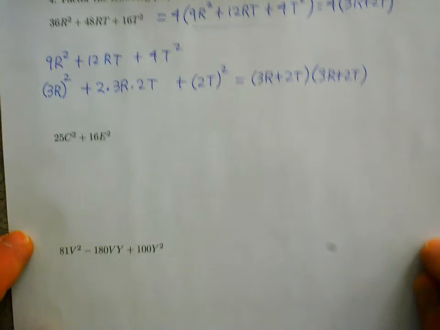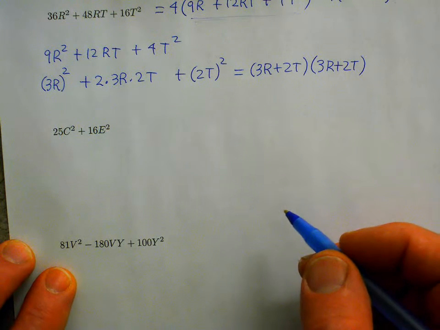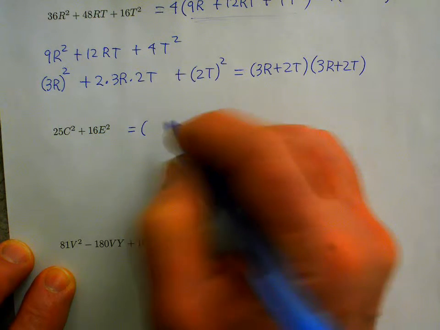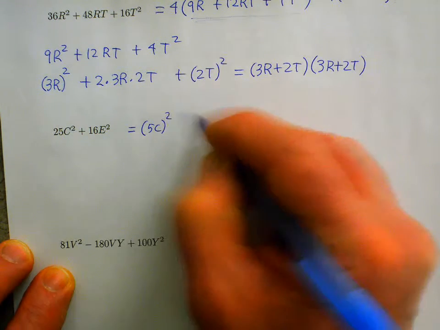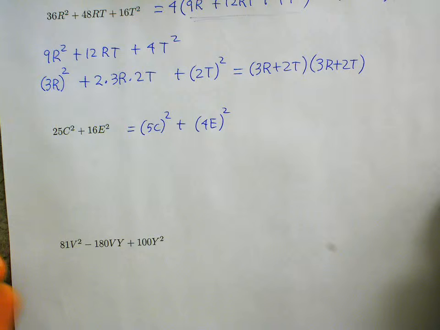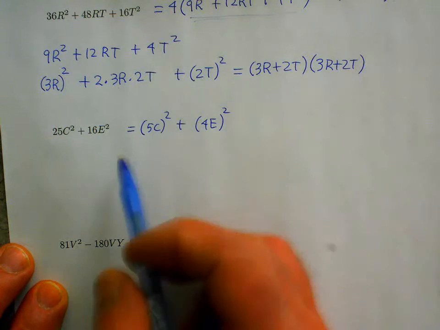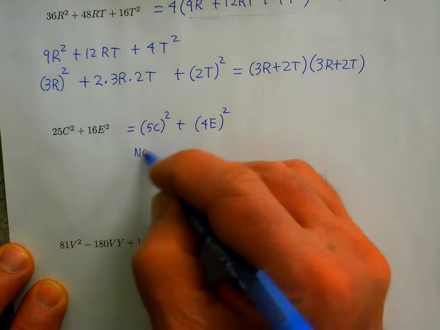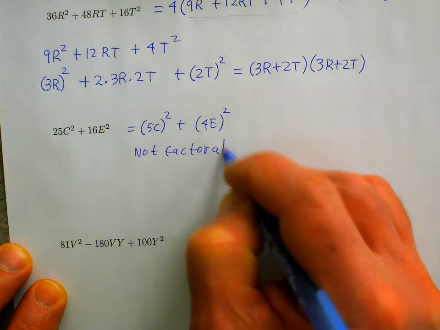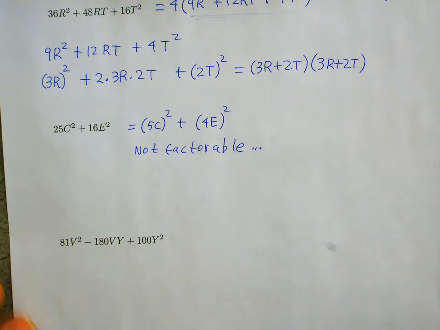Okay, the next one, 25c to the second plus 16e to the second. So those are perfect squares. 25c to the second is the term 5c to the second. And I'm adding that to the term 4e to the second. And then what? Well, using real numbers, we cannot factor this. So we just say not factorable. It really is factorable, just not with real numbers. So that's our answer.